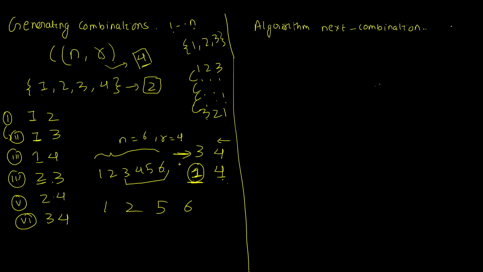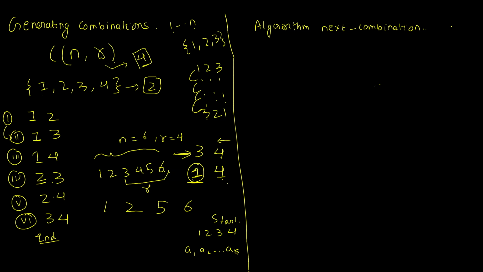So the very first combination would be obtained by choosing the first r elements. So for the first 4 elements, the starting element was 1, 2, 3, 4. So in general, the starting combination will be A1, A2, all the way up to AR, taking the first R elements. So let me say this is the start. And what will the ending combination be? The ending combination will just take the last R elements.